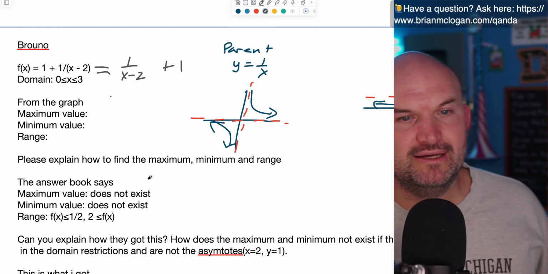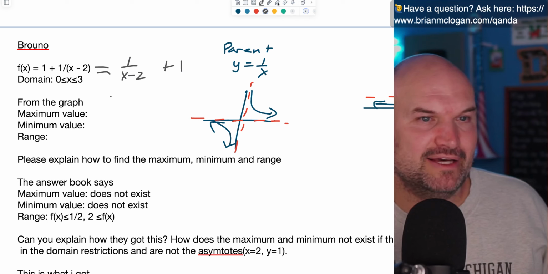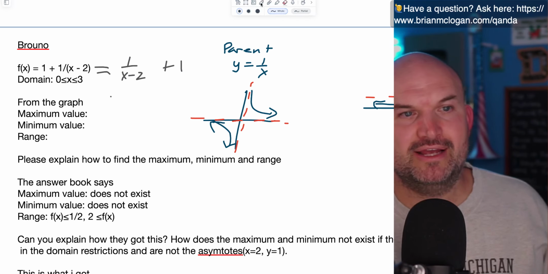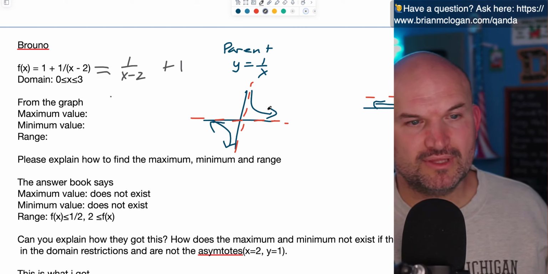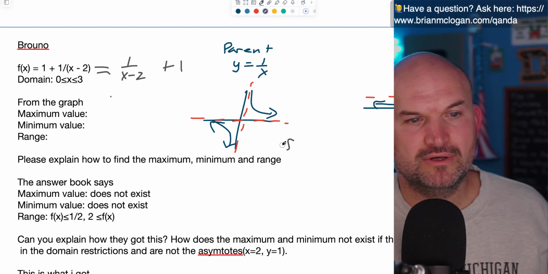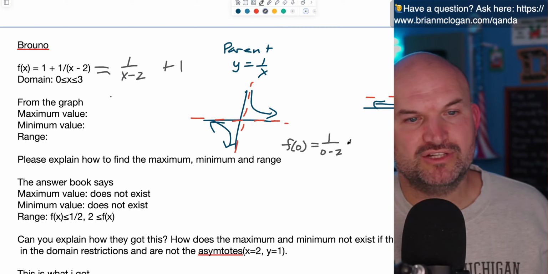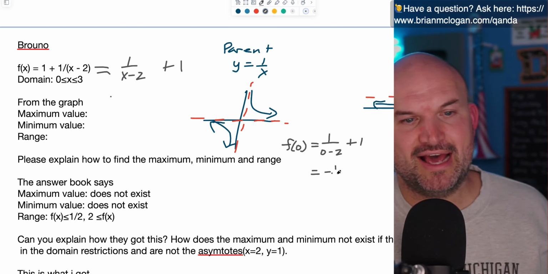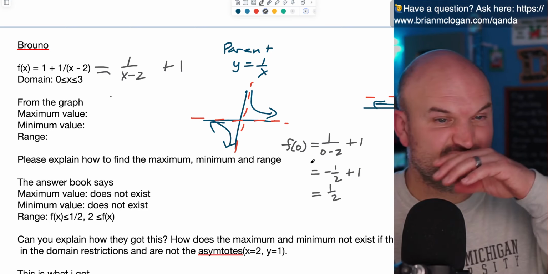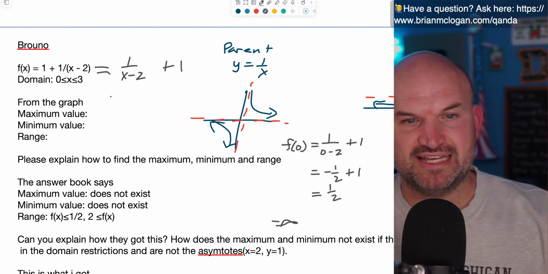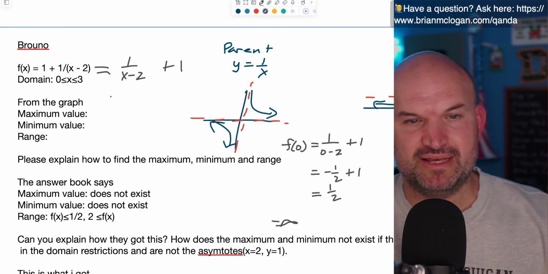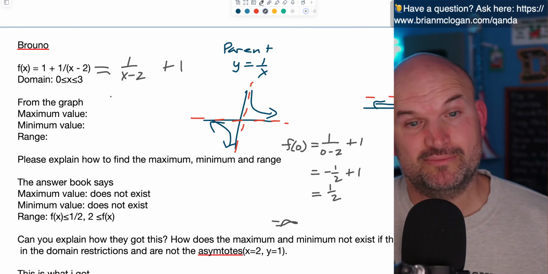And the range, how do you find that range? Well, the range is the set of the y values. So if you want to know what my range is, plug in f of 0. So I get 1 over 0 minus 2 plus 1. That's negative 1/2 plus 1, which equals a positive 1/2. So you can see this graph goes all the way down to negative infinity, but the highest point it's going to go to is positive 1/2.